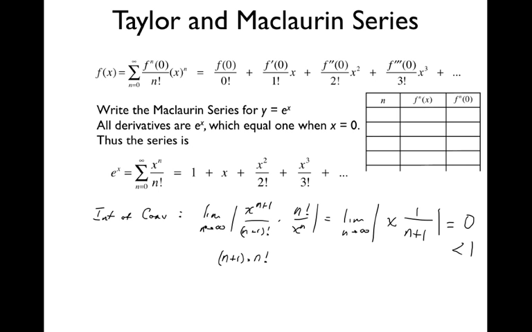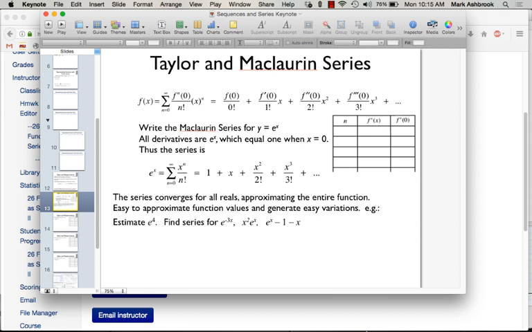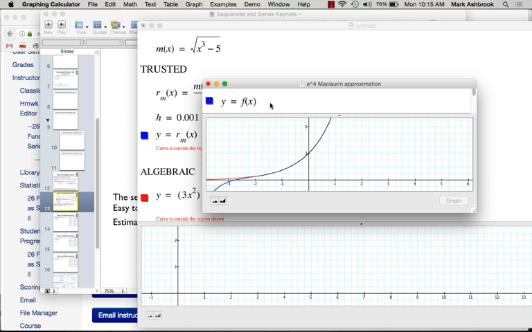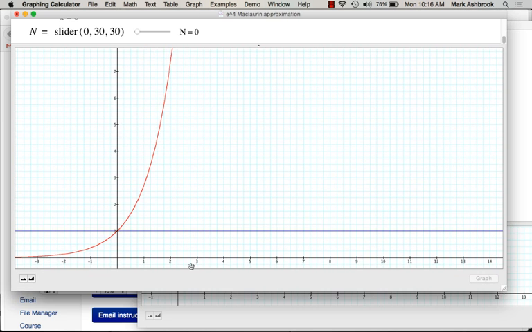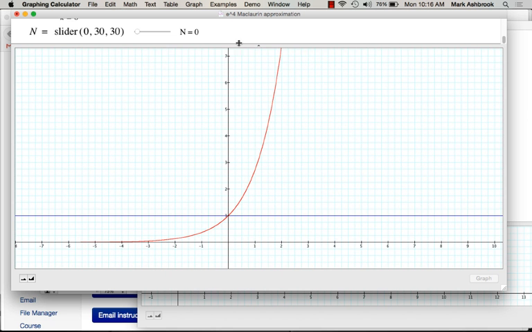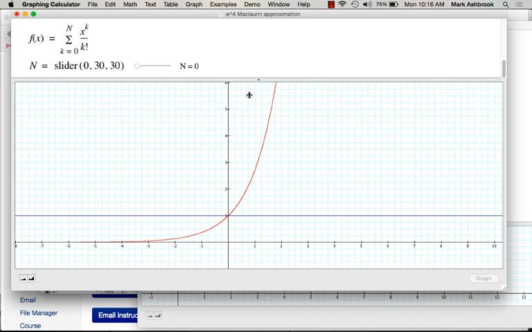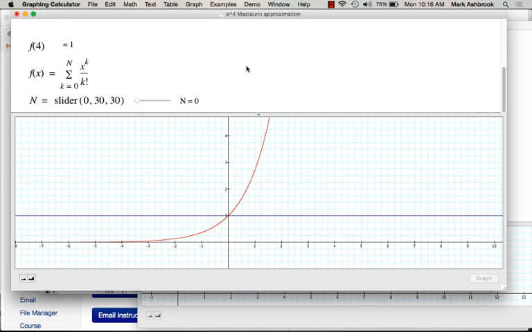So let's see that in action. Here we go. Let's look. Any questions on setting up the power series for e to the x? Anybody have a question? So let's see that here. Okay, e to the x is the red graph. And what is this? What am I showing here? We've seen this before.